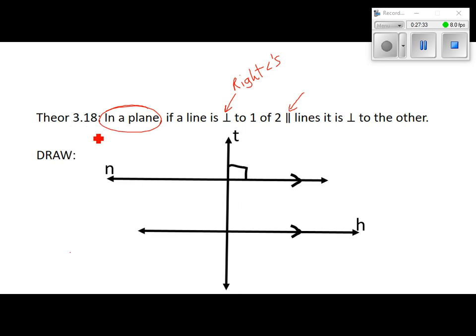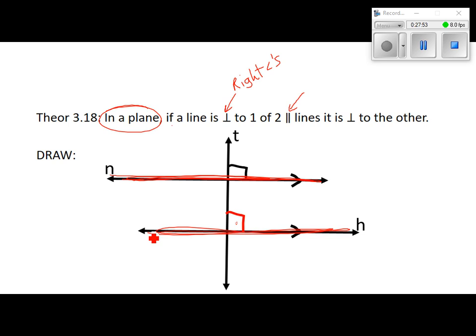And it forms a right angle with this line. Then what this theorem is saying, it must form a right angle with the other parallel line. So it has to form a right angle there also. So if it's perpendicular to one of these, it's got to be perpendicular to the other parallel line.